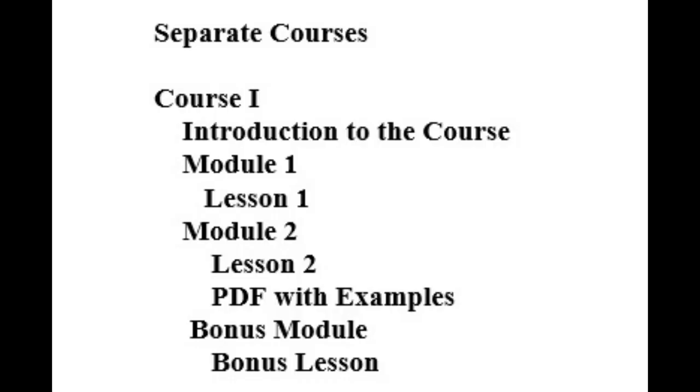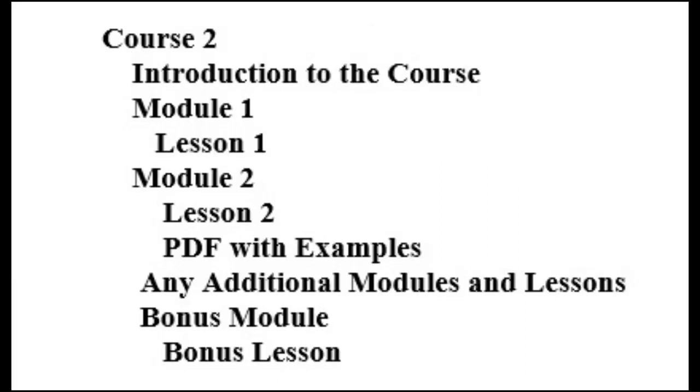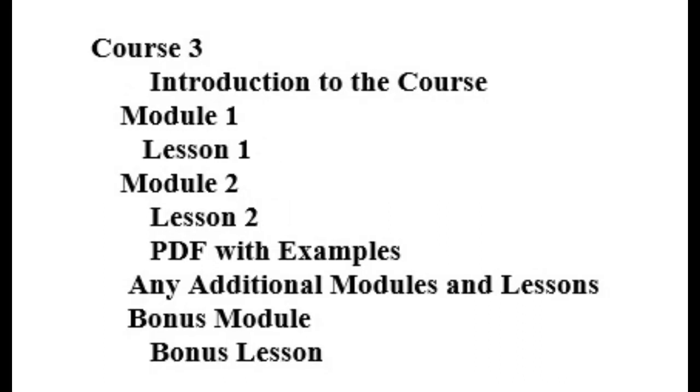To illustrate, using my own course as an example, the course structure in the outline would look something like this. Separate courses. Course 1, Introduction to the Course. Module 1, Lesson 1. Module 2, Lesson 2. PDF with examples. Bonus module. Bonus lesson. Course 2, Introduction to the Course. Module 1, Lesson 1. Module 2, Lesson 2. PDF with examples. Any additional modules and lessons. Bonus module. Bonus lesson. Course 3, Introduction to the Course.